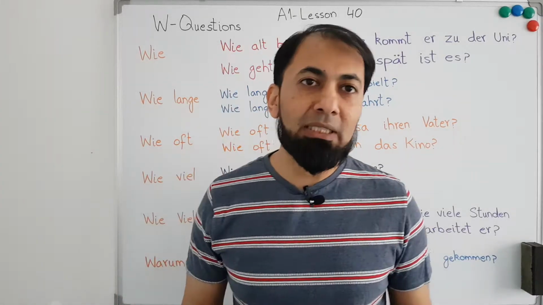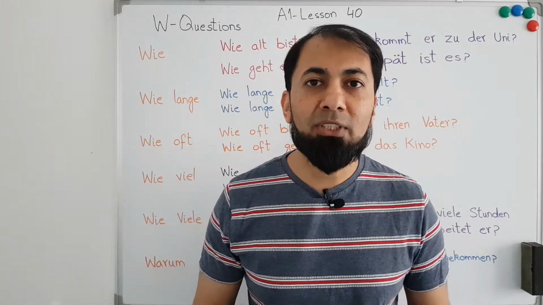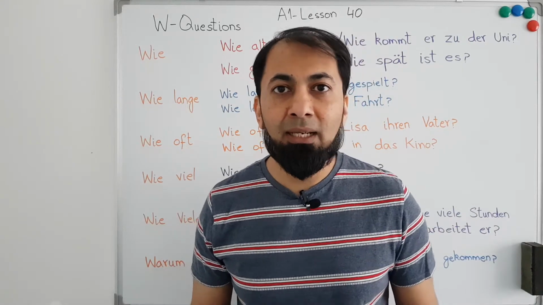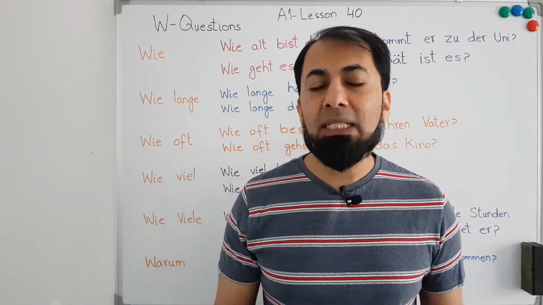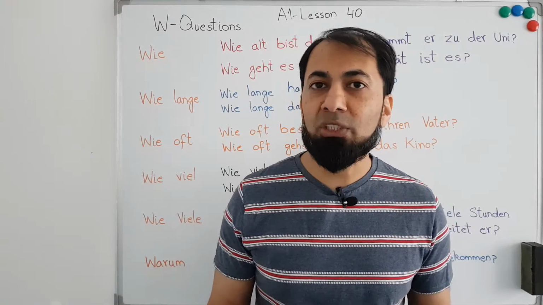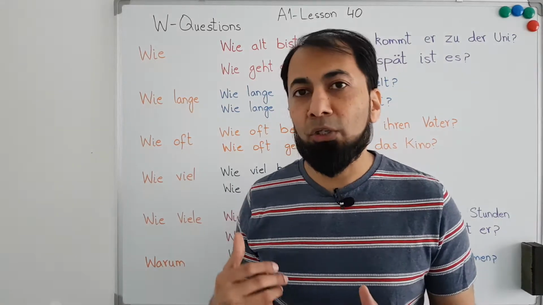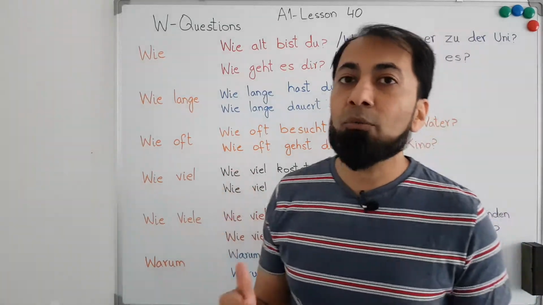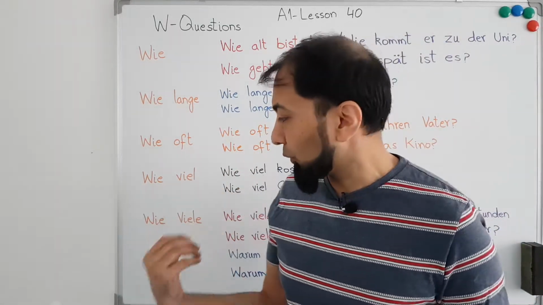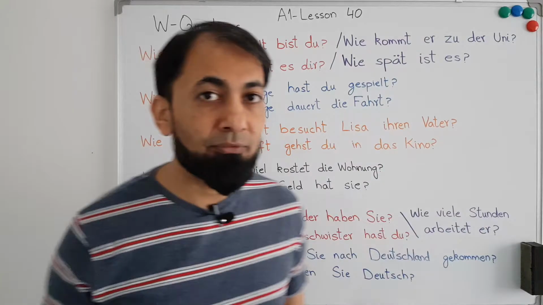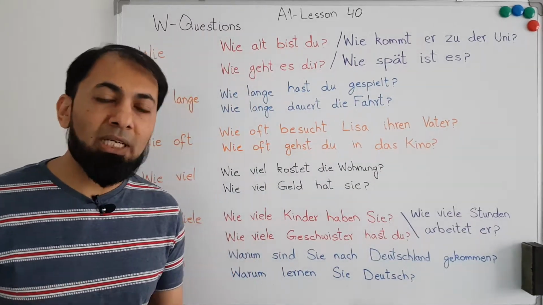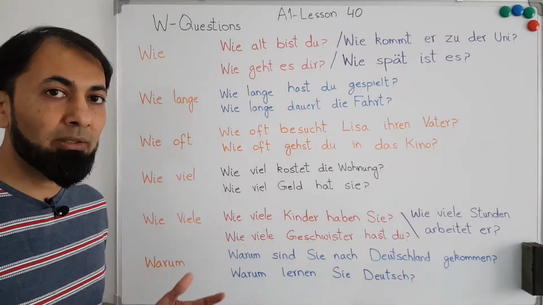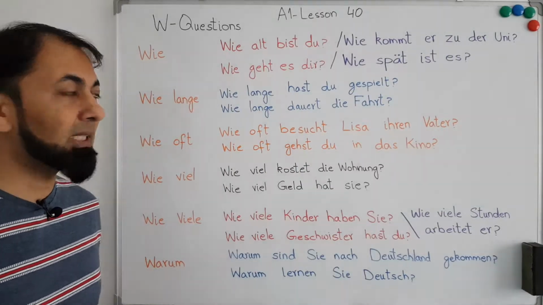Today is the 14th lesson of the A1 level of the German language course, and today we are going to talk about the W question words again. This is the continuity of the previous lesson in which we started the W question words, and today we will continue with the same topic. We will see what the W question words are that we are going to cover in today's lesson, and how we can use them in sentences and how we can ask questions using these W question words in the German language.